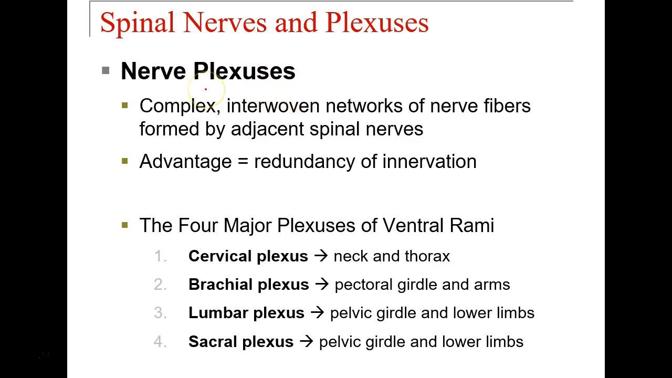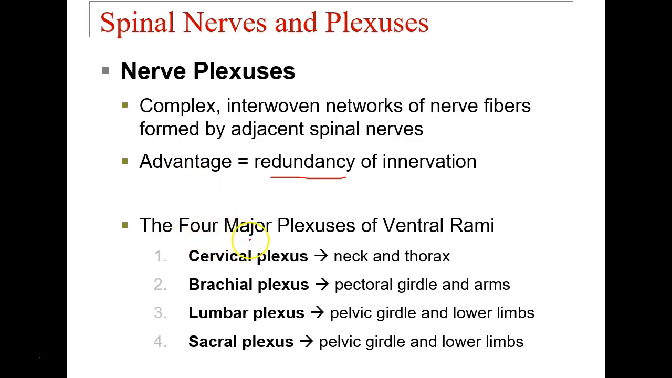Let's take a look at nerve plexuses. Yes, it is plexuses, not plexi. They are a complex, interwoven network of fibers. The reason we will see multiple nerves connecting with each other, the advantage will be redundancy of innervation. So much like we'll see in the cardiovascular system with multiple routes of blood to a particular location, these plexuses will help serve the same purpose. If one nerve is damaged, we can still have innervation to that particular area because of the redundancy.